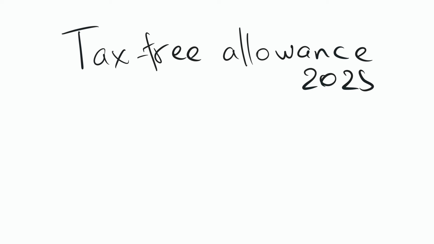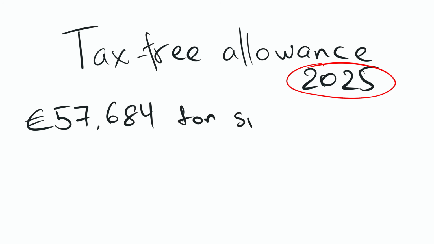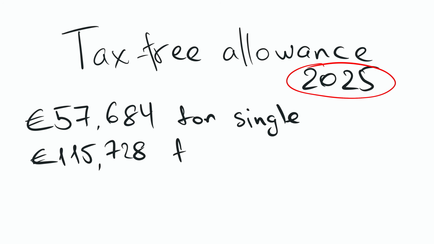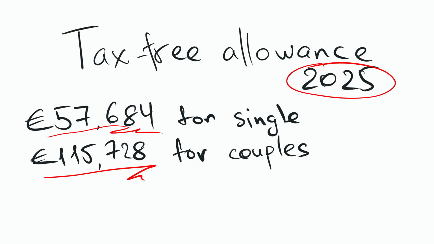Those accumulations, your assets, are not taxed 100%. There is a tax-free allowance. Some parts are not taxed, and for 2025 you have an allowance of 57,684 euro if you are just one person, and if you have a partner, your fiscal tax partner, together you have a tax-free allowance of 115,728 euro, which is quite a substantial amount. If you don't have many assets, it's pretty good and you won't be paying much.